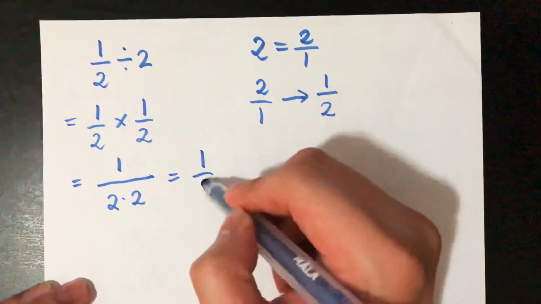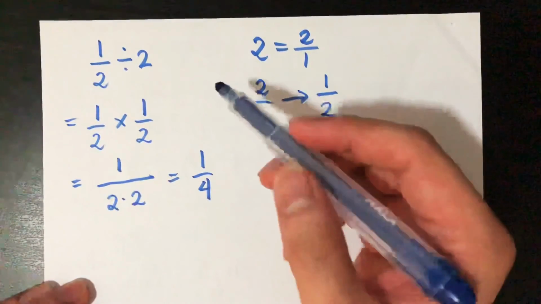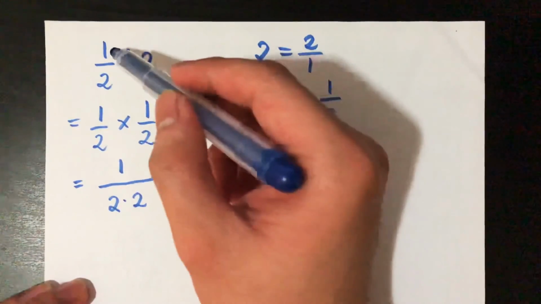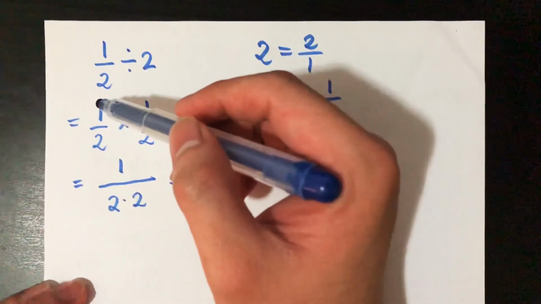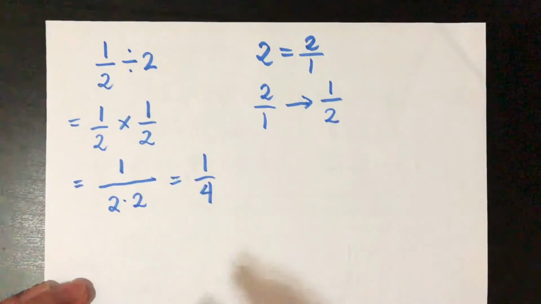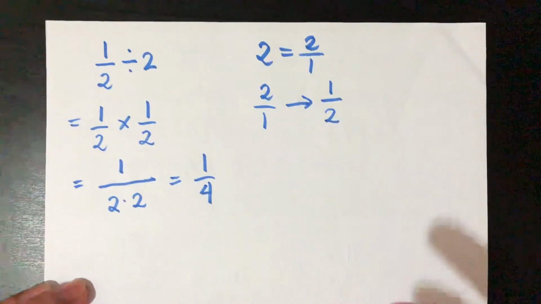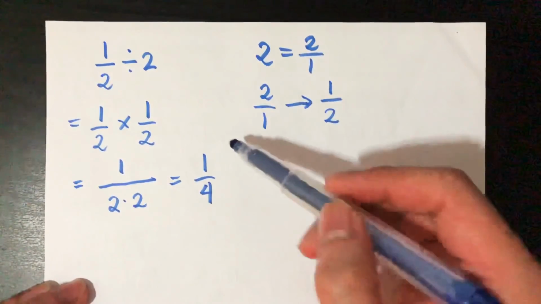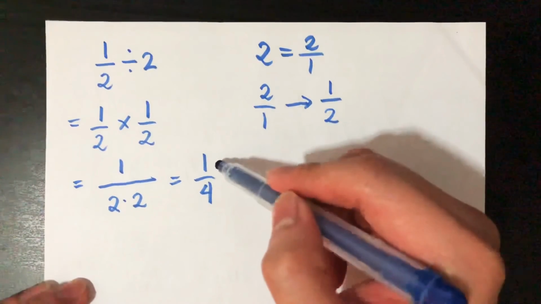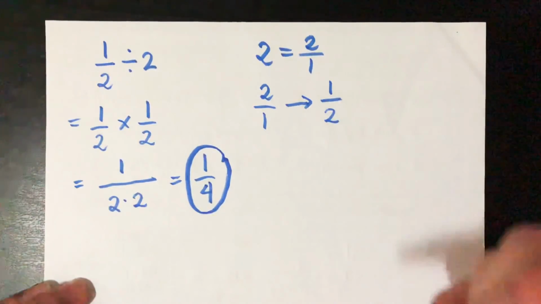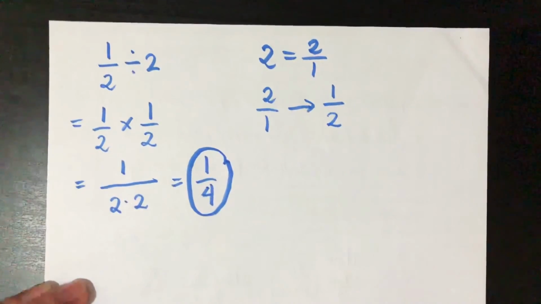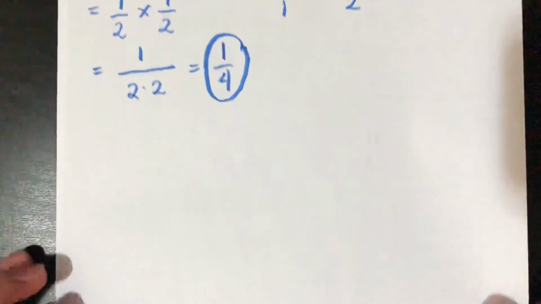So the answer is 1/4. As you can see, imagine if you have 1/2, or if you cut an apple in half, then you get half of the apple. Then you divide it in 2, and you will get 1/4 of an apple. So that's it. That's how you divide fractions.